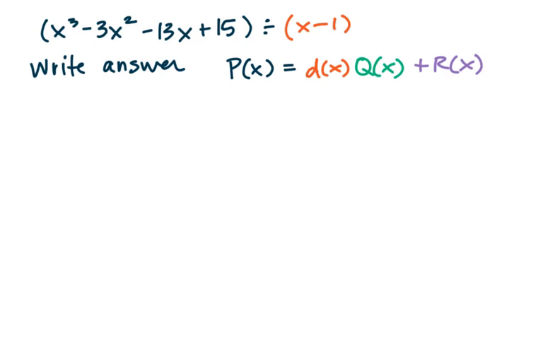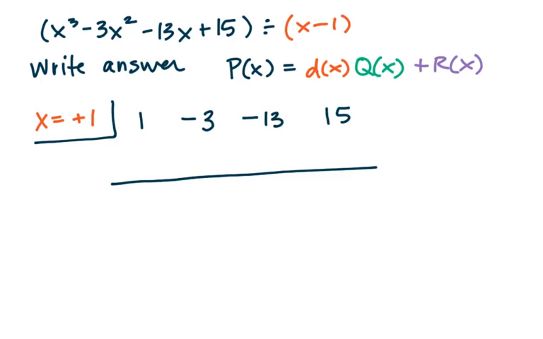We don't have to do our long division process here. When I set this up, I'm going to use x equals positive 1. I'm choosing positive 1 because that would be the number that would make my divisor factor 0. Because it's x minus 1, I use x equals positive 1. Then I list the coefficients of my dividend: 1, -3, -13, and 15.